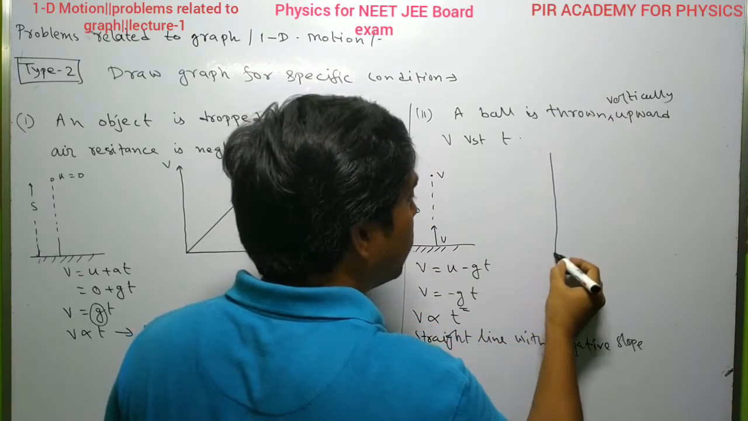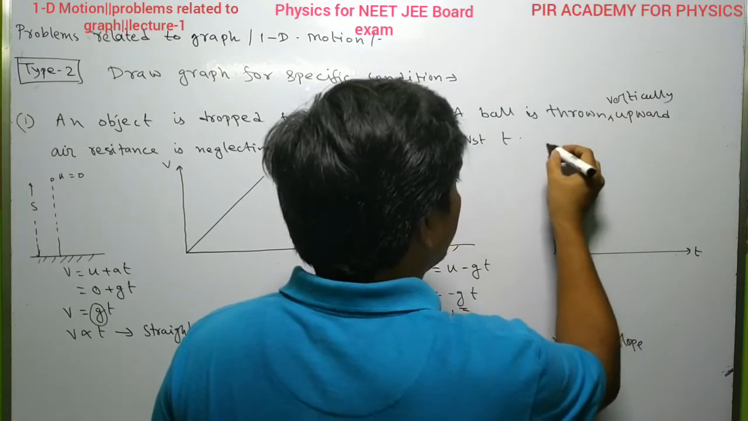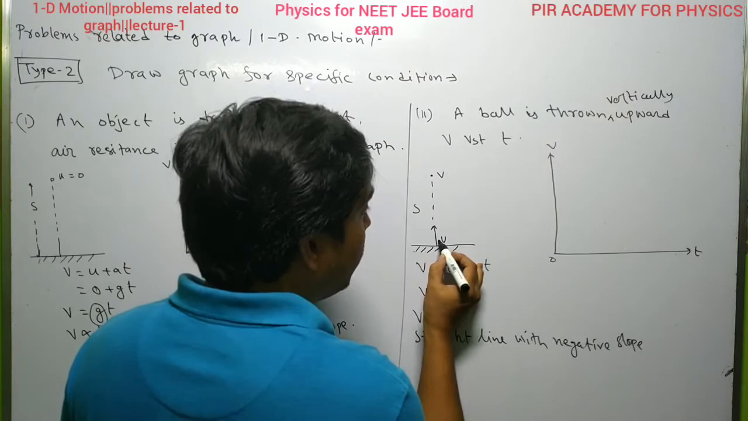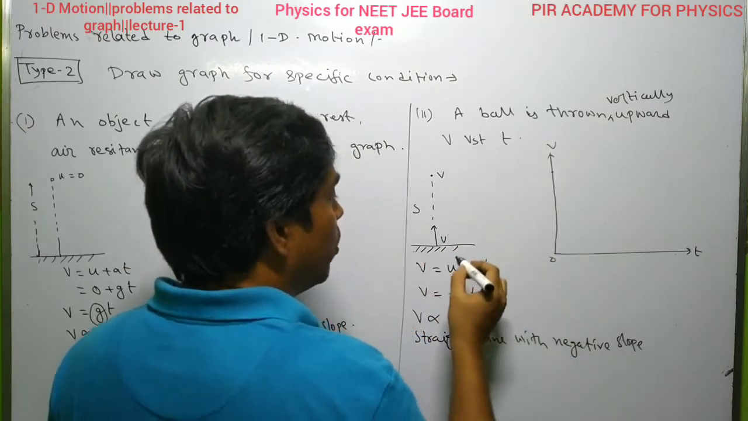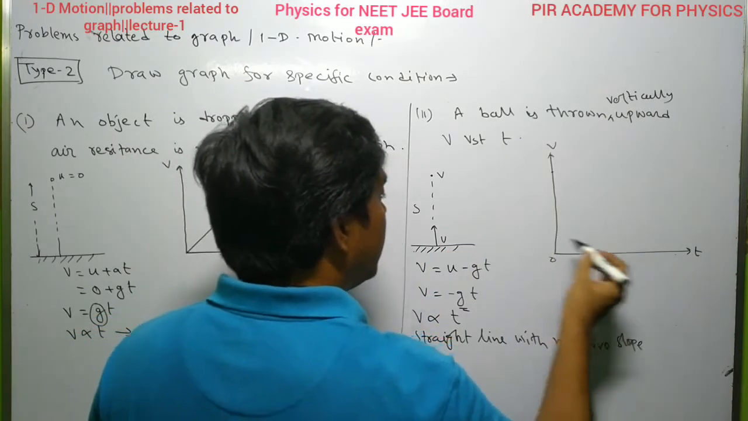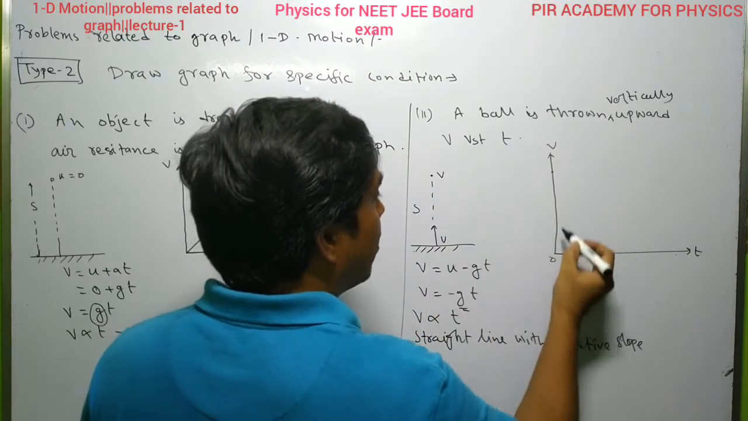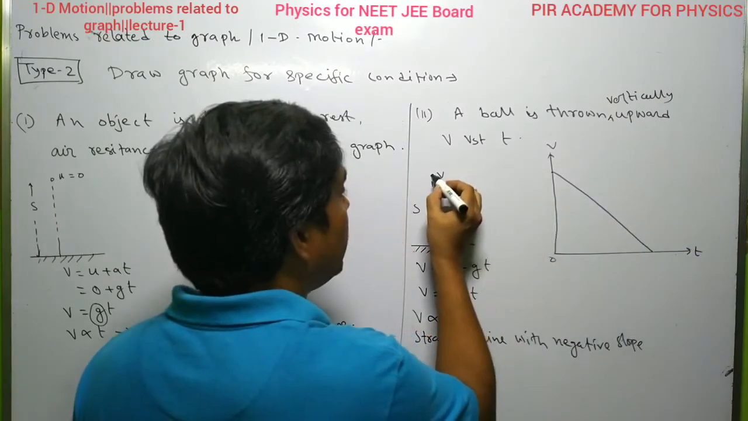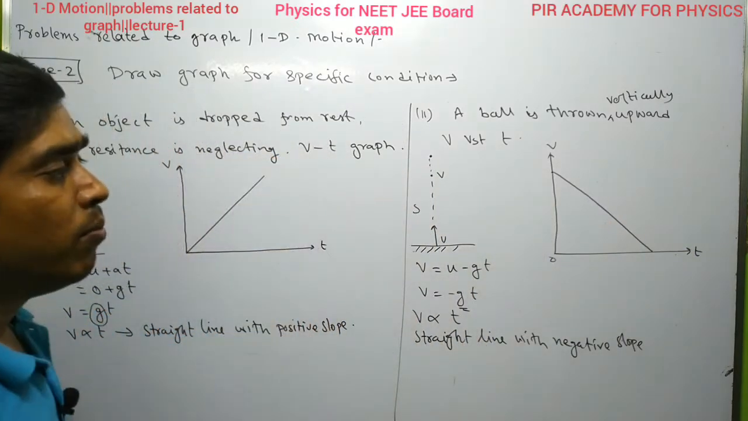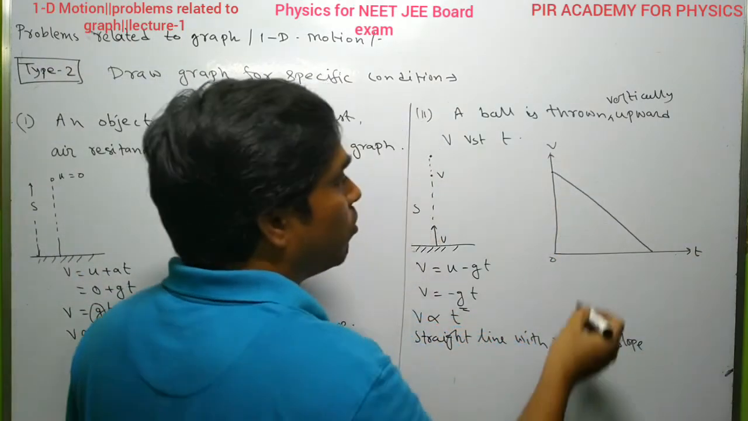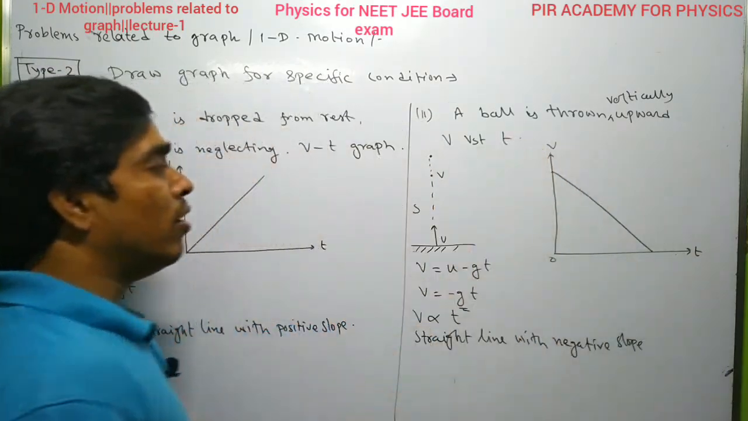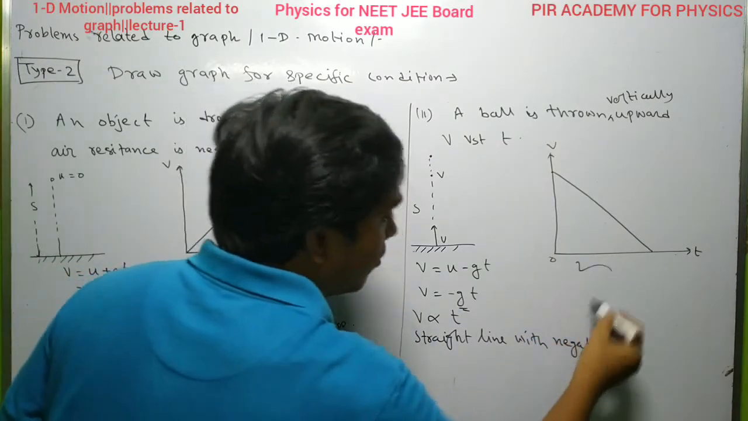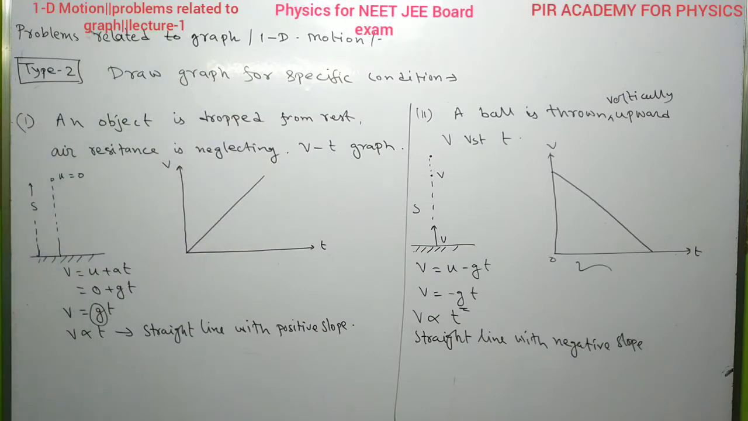So the VT graph will be: at t equals 0, the velocity will be maximum. Suppose this is V. As time increases, the velocity decreases. At maximum time, the velocity will be 0 when it reaches the maximum point. So it is a negative slope. The velocity time graph when the ball is thrown vertically upward looks like this. This was problem number 2.